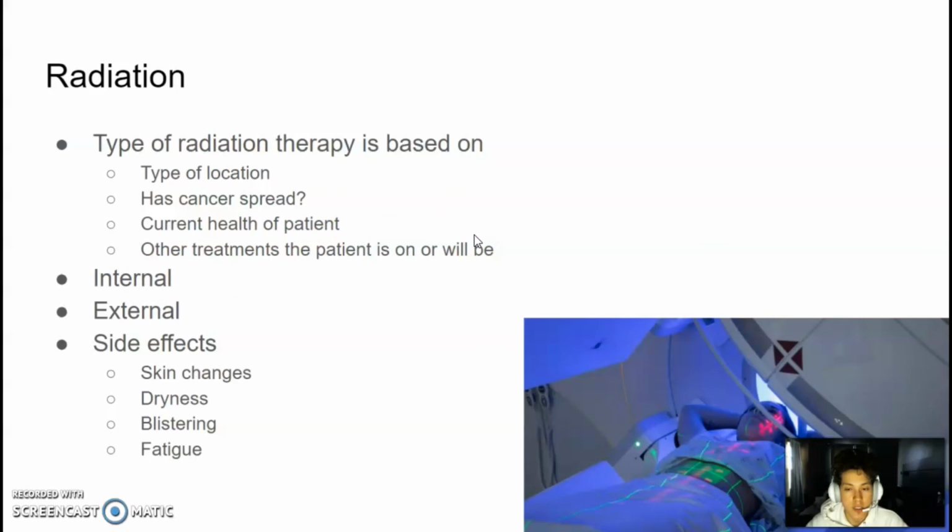The internal is injected inside of you, and the external is a big X-ray machine that circles around your whole entire body, creating radiation throughout your body. The side effects are skin changes, dryness, blistering, and fatigue.